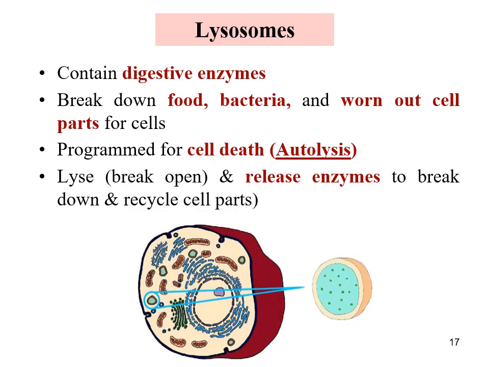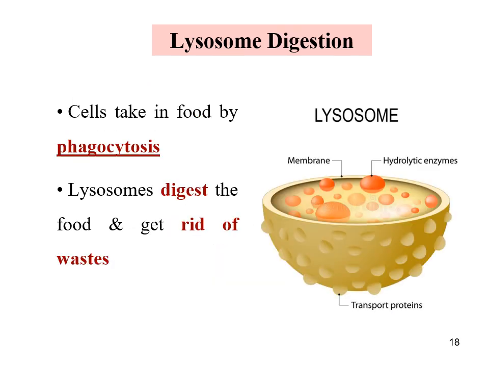Lysosomes are organelles that contain digestive enzymes. They are responsible for breaking down food, bacteria, and worn-out cell parts for the cell. Lysosomes are also involved in programmed cell death, autolysis, where they lyse, break open, and release enzymes to break down and recycle cell parts. This slide illustrates how lysosomes function in digestion. Cells can take in food by phagocytosis, and then lysosomes digest the food and get rid of wastes.